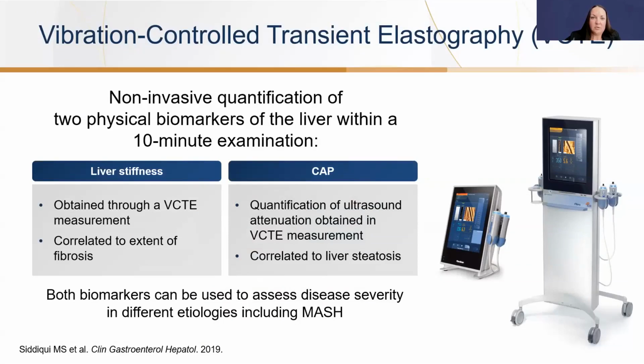VCTE, vibration-controlled transient elastography. This is a non-invasive quantification test of 2 biomarkers of the liver within a 10-minute exam. So you have a liver stiffness, VCTE. This is basically ultrasound elastography. And then you have a CAP score, which is FibroScan. It looks for liver fat and is also correlated with a VCTE score to assess your risk of hepatic fibrosis.